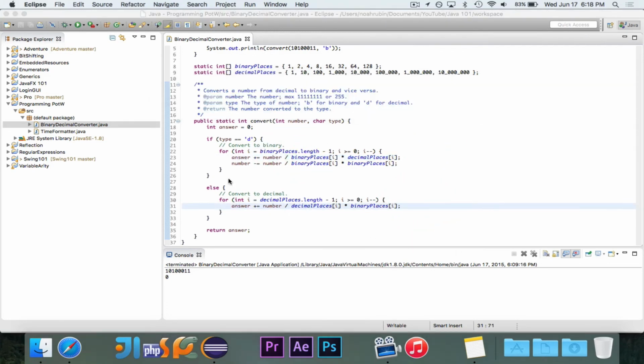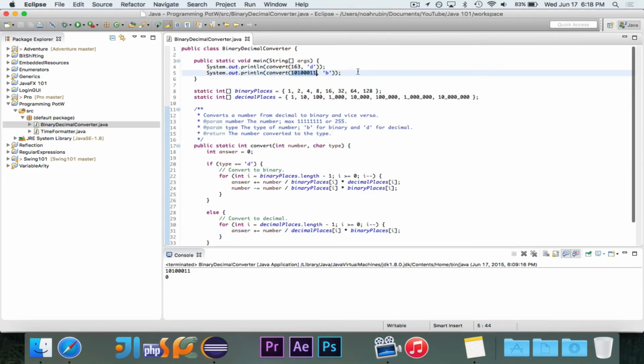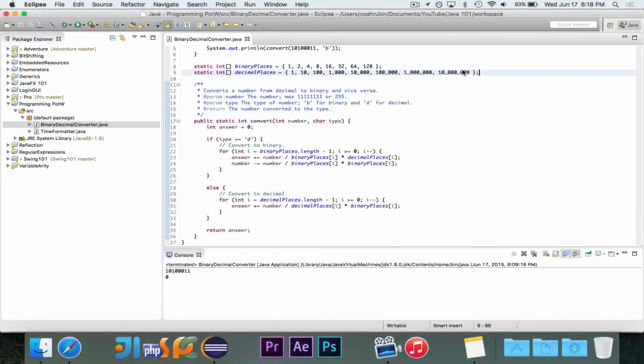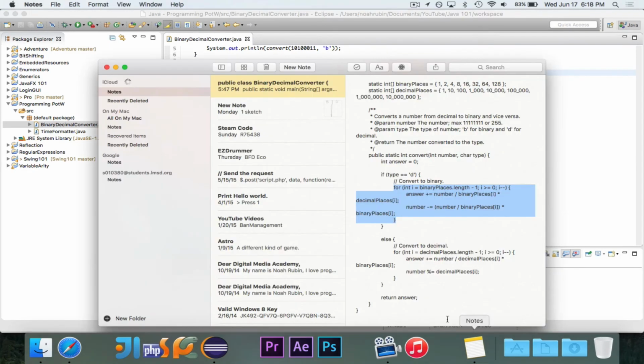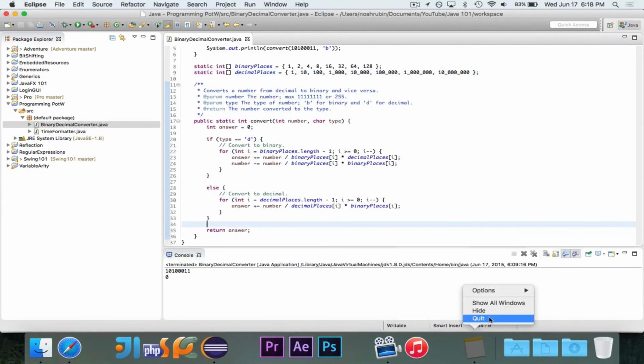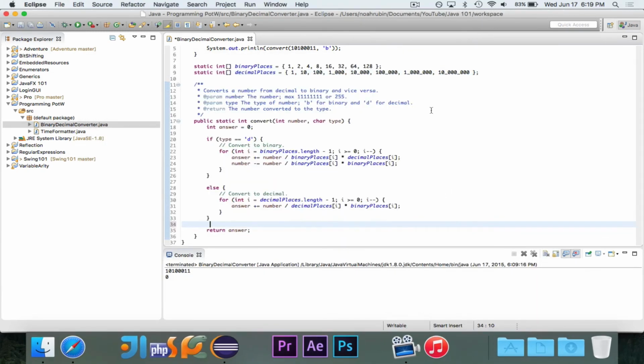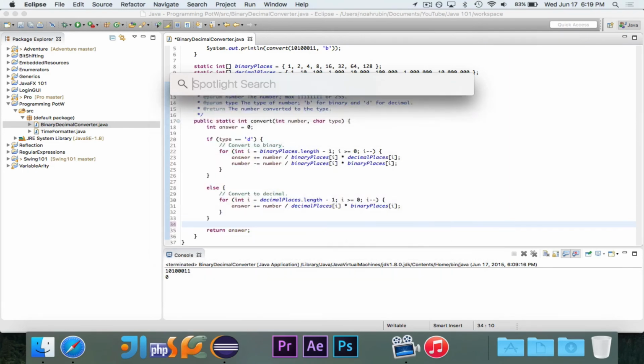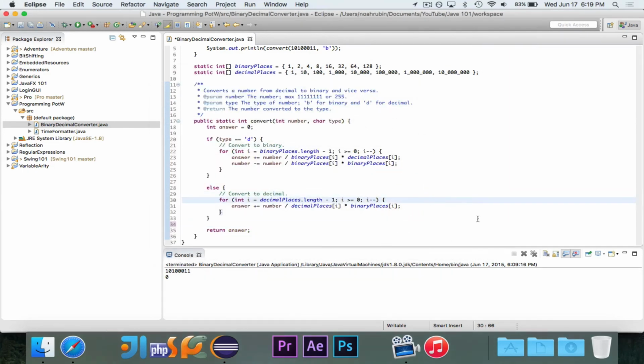And we can quickly look, we have a binary number, like let's say we have this number, and we're going to divide it by the decimal places in index I, which is this. Not my notes, sorry about that. We're going to divide by that. Oh, I guess that's too big of a number to give it. All right. But when we do the division, this will end up being either a 0 or a 1, and then we're going to multiply because we're converting to decimal.